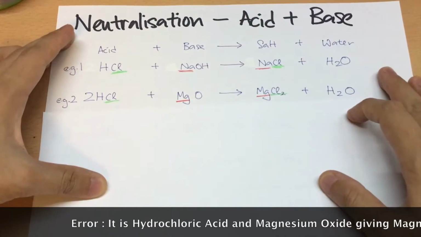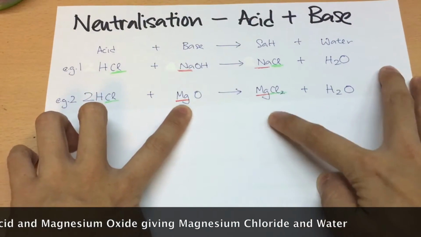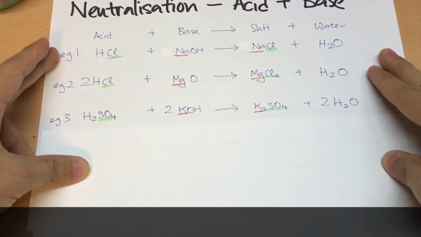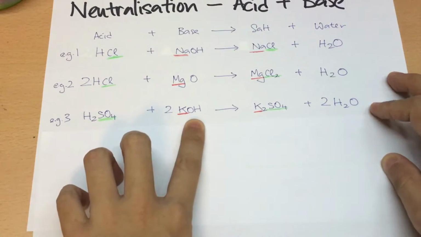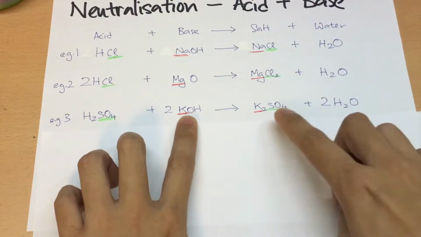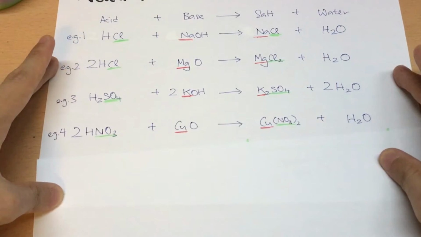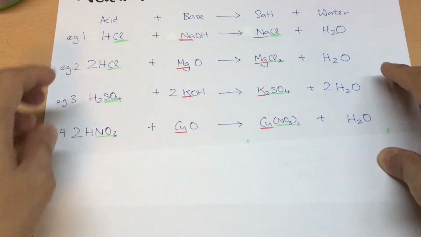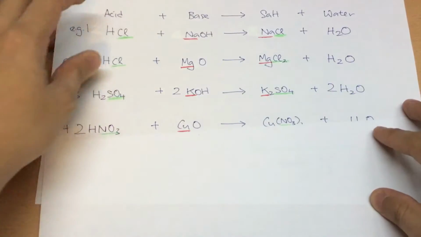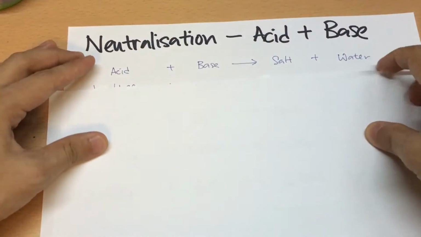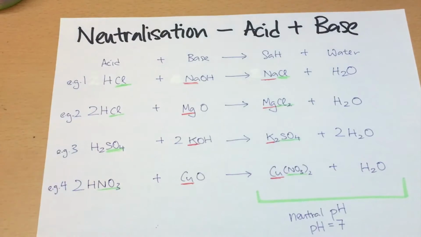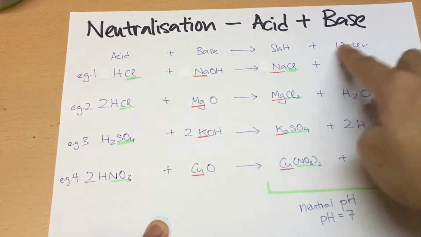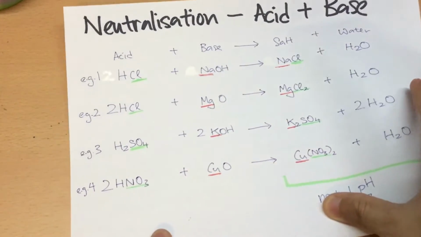Similarly, hydrochloric acid will react with magnesium oxide to form magnesium chloride, a salt, and water. Sulfuric acid will react with potassium hydroxide to form potassium sulfate and water, while nitric acid will react with copper(II) oxide to form copper(II) nitrate, a salt, and water. All acids will react with all bases to form salt and water only. The reaction is called a neutralization reaction because the resulting solution is of a neutral pH, pH 7.